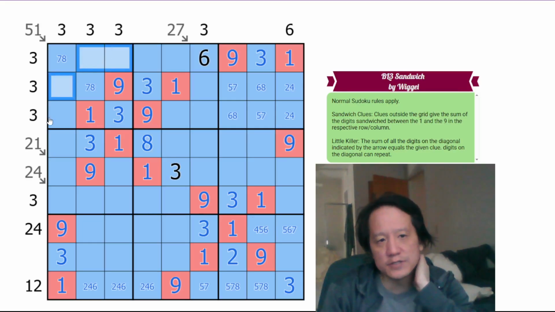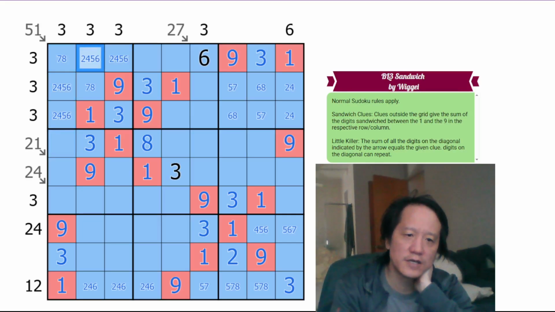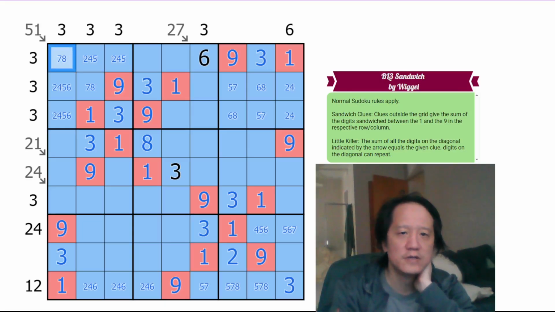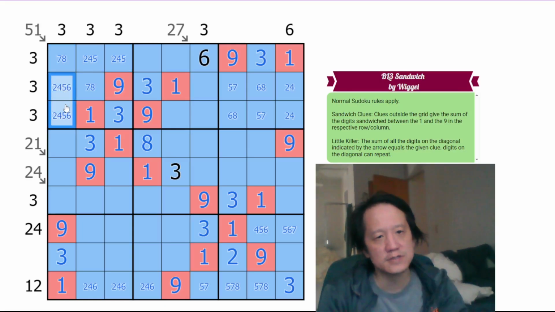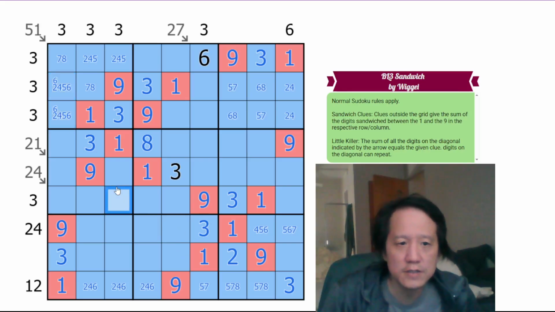The remaining digits in this upper left-hand box are 2, 4, 5, and 6. 6 cannot be any of these. So that leaves this as a 6 here. Guaranteed.